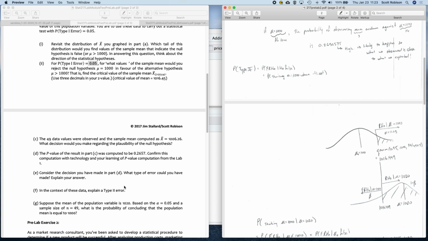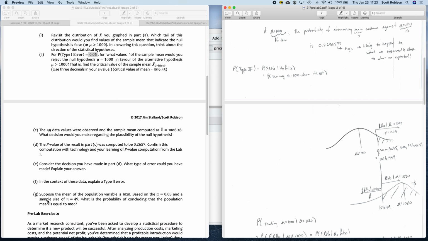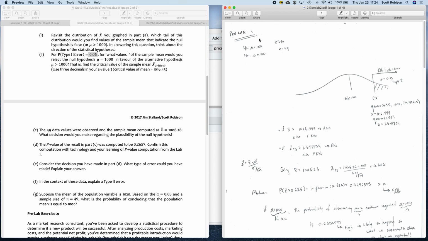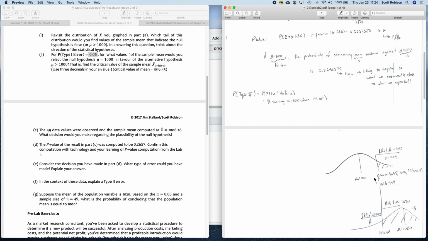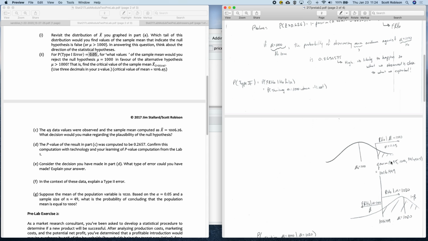And then just drawing this out again, here, suppose that the actual mean was 1,020. So we assumed the actual mean was 1,000. When we sampled, we found the sample mean to be 1,006.26, but perhaps we thought it was 1,000, and then we set up our decision rule, which was that if X bar was bigger than 1,016.449, we would reject the null hypothesis. But now we're saying, what if the truth really was that mu was 1,020?